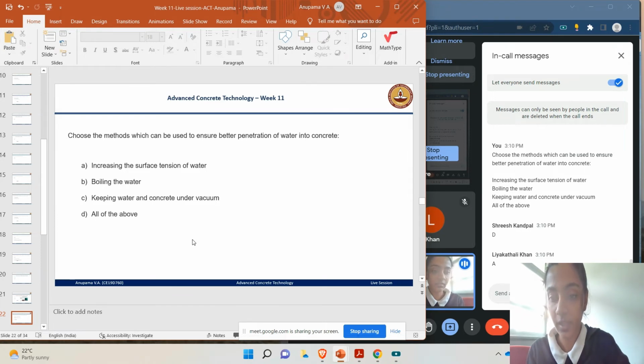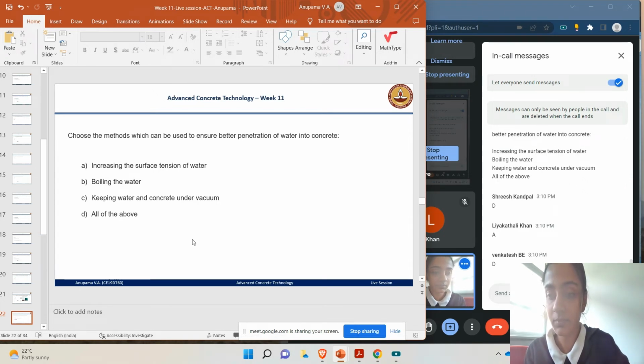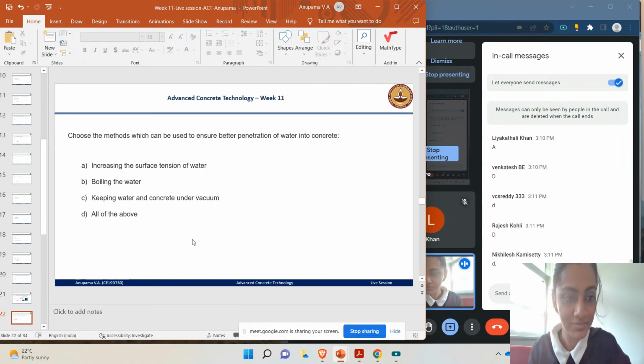If you want to saturate the concrete at a much faster rate, what will you do? Okay, D, A. Thank you for responding. Others? D. Okay. All are going for D except one? Okay. Interesting. On a lighter note, we all have a tendency to go for all of the above when that option is there in the MCQs.